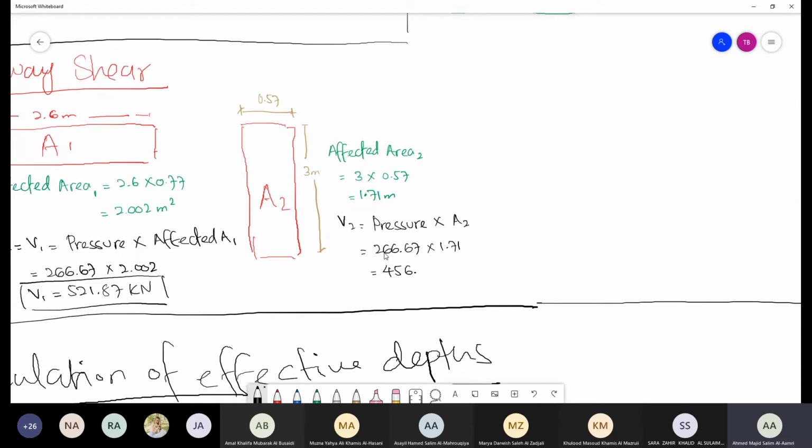Okay, can you just make sure of the values, please? Because you are the one who is having the calculator. 266.67 multiplied by 2.02. This is going to be giving you 533. In the exams, be careful. One value will change everything for you.